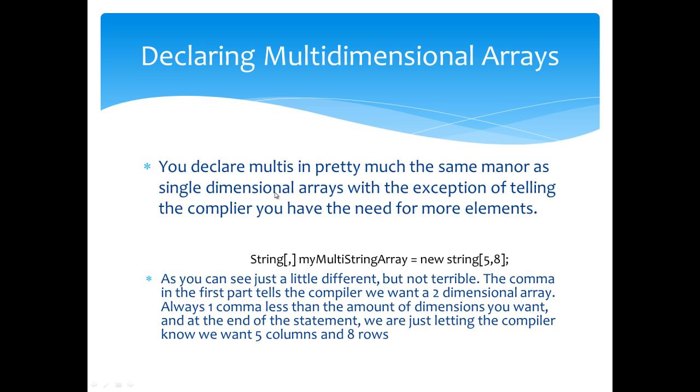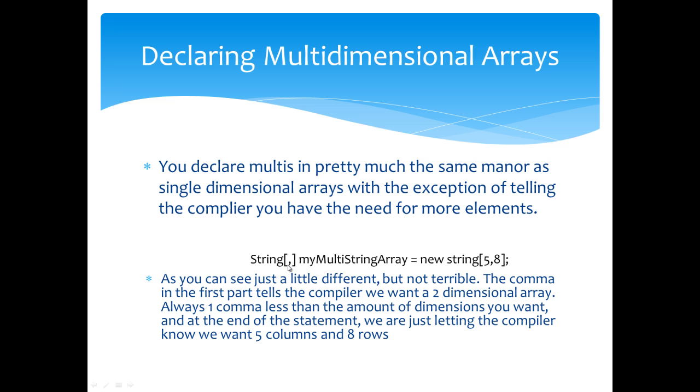So declaring multi-dimensional arrays is pretty much the same way as a single-dimensional array. Just a few other things are added in here. Again, we still have our string in our square bracket, we have the name, and we still have to say, hey, I want a new string array. Except this time, in the first part we put a comma there, and the comma is saying I want a multi-dimensional array, in this example, with 2 dimensions.